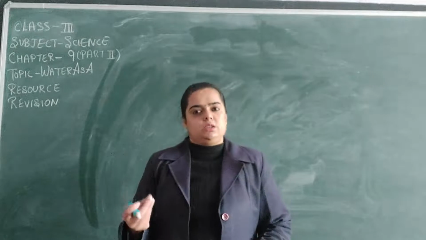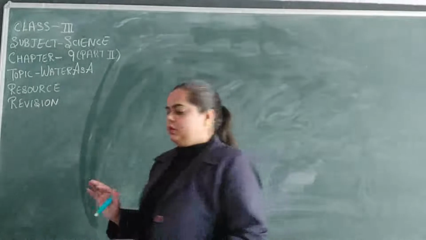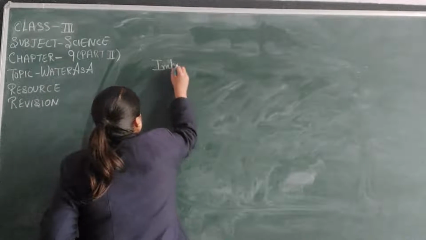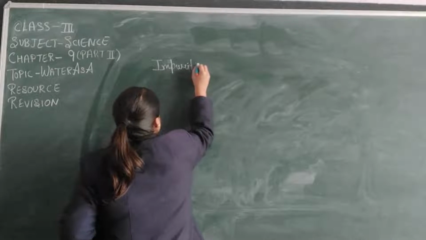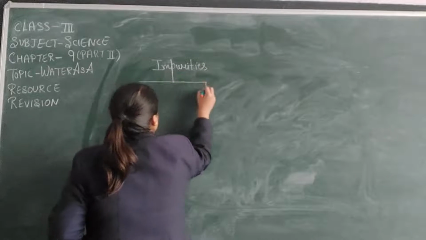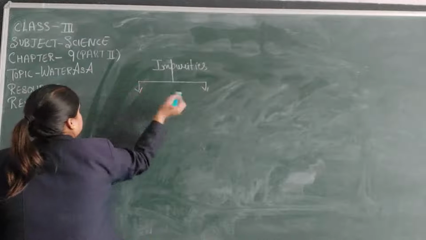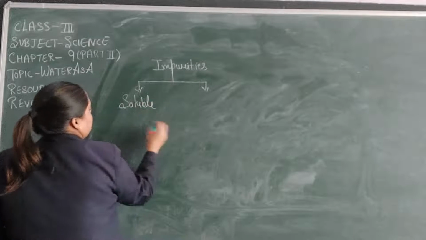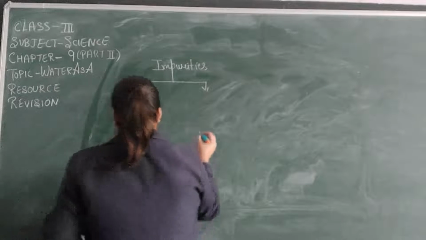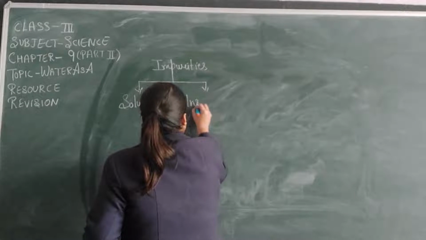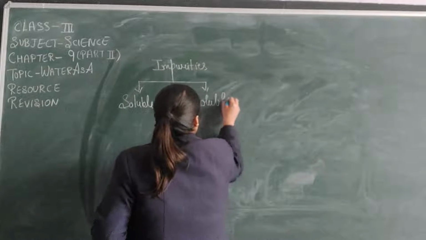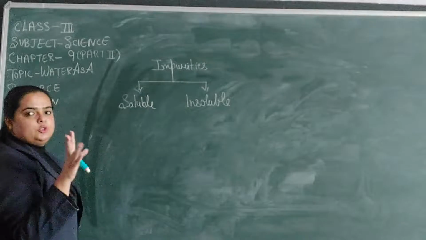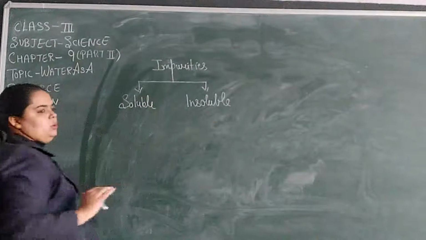Now, impurities in water are of two types. If we talk about impurities present in water, impurities are of two types. The first one is soluble impurities and the other one is insoluble impurities. Okay? Impurities can be divided into two: soluble and insoluble.